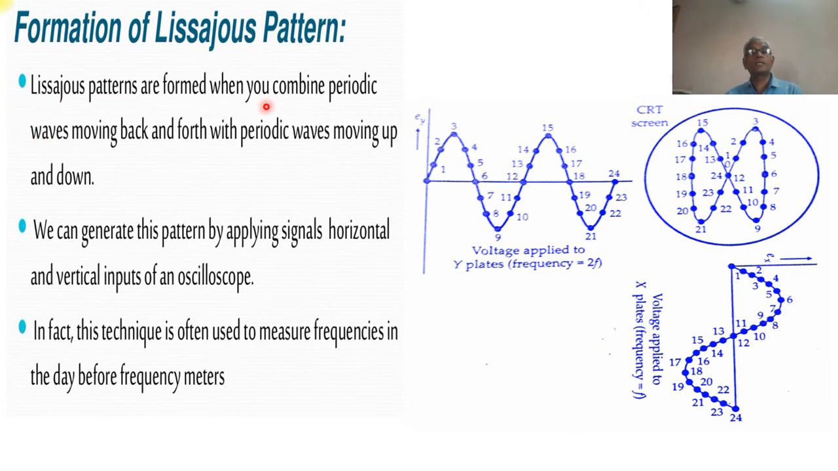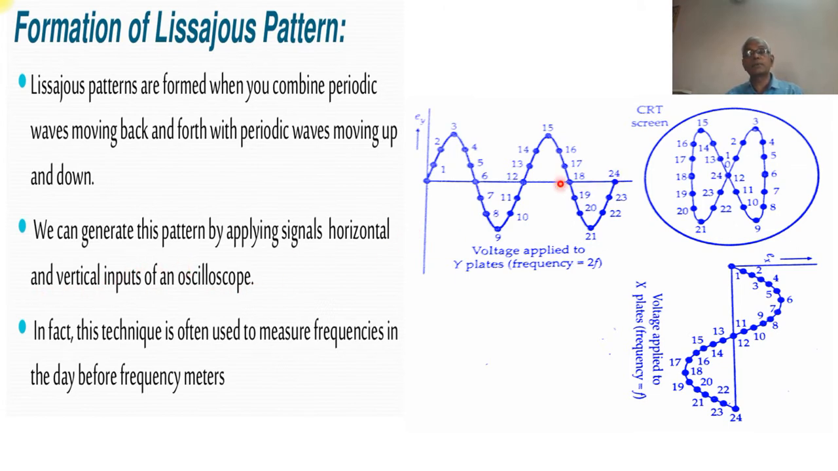Now, the formation of the Lissajous pattern. Lissajous patterns are formed when you combine two periodic waves. Here you can see in the figure that there are two waves, one along the horizontal axis and another along the vertical axis. These are voltage waves applied, which are alternating waves, and they are periodic because they have a fixed time period, or in other words, a fixed frequency.